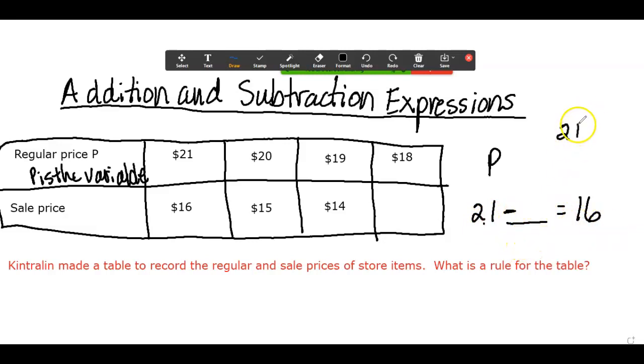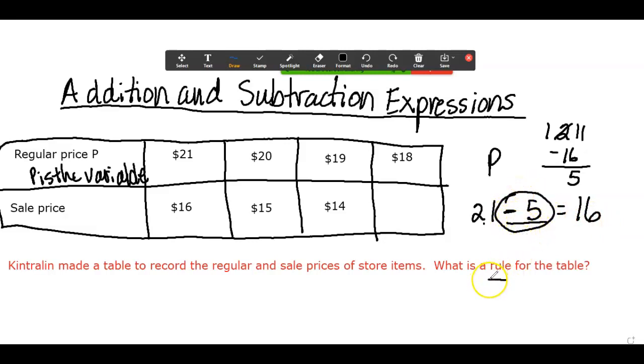Well, 21 minus what would get me 16? If I use my fact families and subtract, I have to regroup here. 21 minus 16 is 5. So 21 minus 5 has to be 16. So I think the rule here has something to do with minus 5.